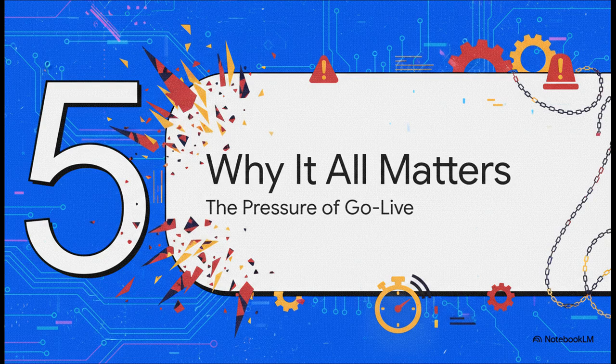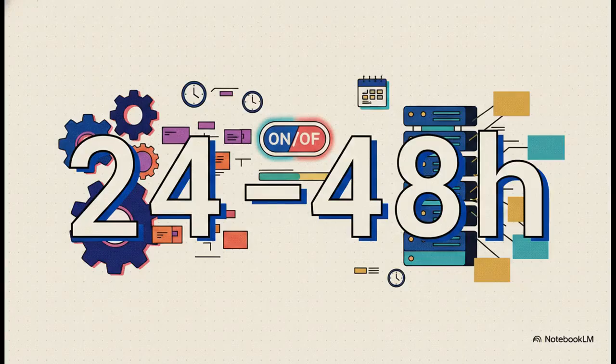So, we've gone through the what, the how, and the who. But let's bring it all back to that very first question. Why is this so incredibly risky? Well, it all boils down to the immense, crushing pressure of the go-live event itself. Because this is how much time you usually have. The business will literally shut down its entire operation for a weekend. We call it the cutover window.